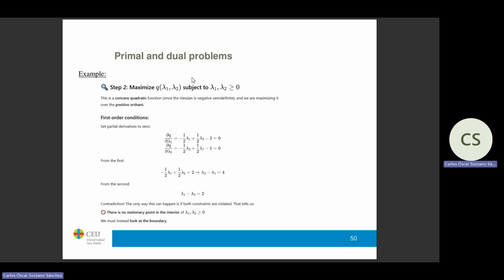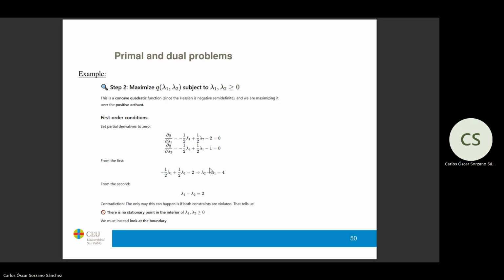So if we want to maximize it, we compute the first derivatives. The derivative of the dual function with respect to lambda 1 is this one, with respect to lambda 2 is this one, and we set them to 0. From the first equation, you have that lambda 2 minus lambda 1 has to be equal to 4. From the second one, you have that lambda 1 minus lambda 2 has to be equal to 2.